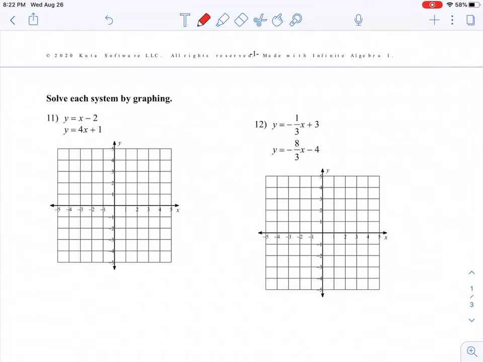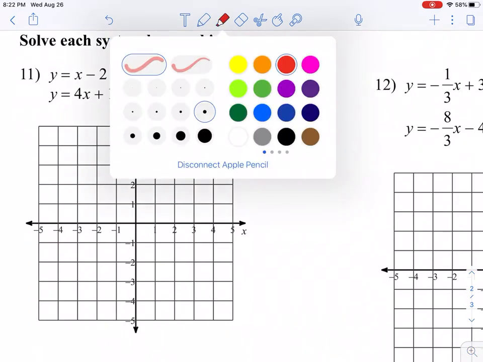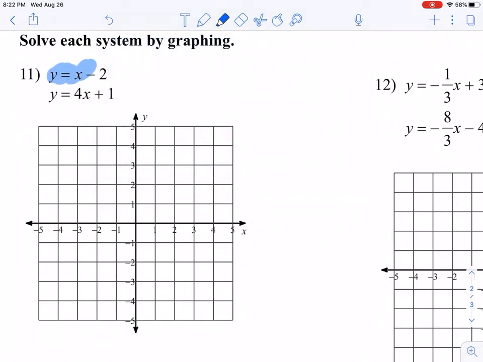Numbers 11 and 12, I will write out the m and the b. Numbers 13 and 14, I will look at my equation and just graph. So for number 11, starting with our first equation, which I've highlighted in blue, we are going to say that m is equal to 1 over 1. We get that from 1x. That will be up and right because it is positive. And then b equals negative 2. So we will begin at negative 2 and count up 1, right 1.